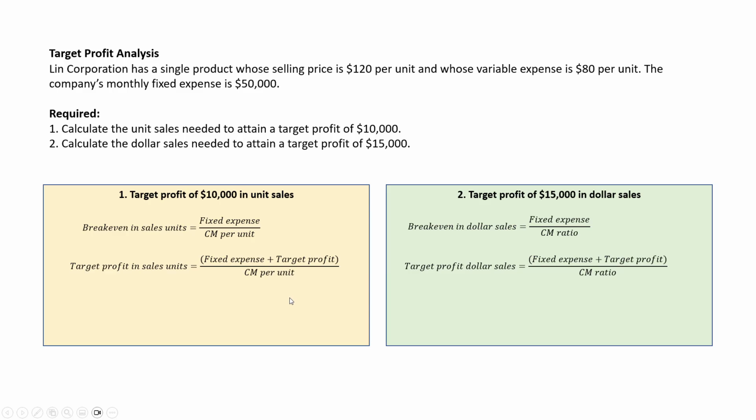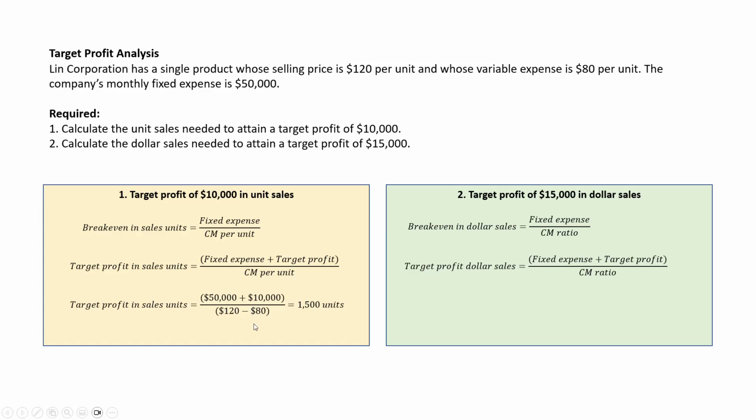Now I'm going to jump back to the first example, where we're trying to calculate how much we need to sell in unit sales in order to hit that target profit of $10,000. In our example, our fixed expense for the month is $50,000. So we'll fill in the $50,000 for fixed expense in the numerator. Add to that the target profit of $10,000. So ultimately we need to cover $60,000 between the fixed expense and target profit.